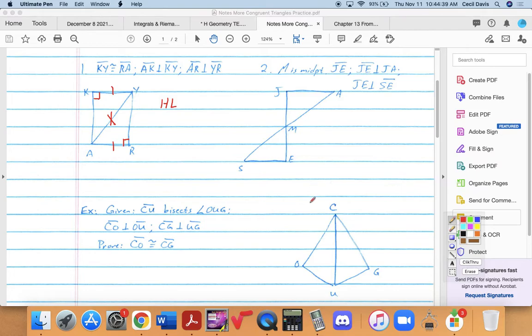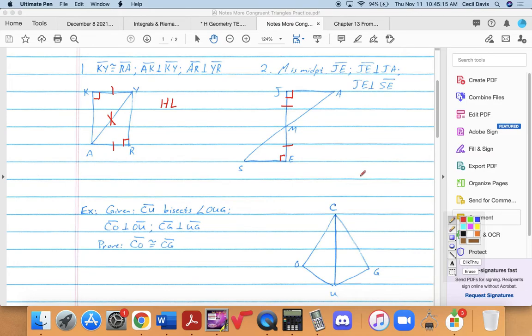All right, so for this one, it says M is the midpoint of JE. So what do I know? JM is congruent to ME. If it's the midpoint of JE, we need to stay on JE. Then it says JE is perpendicular to JA. What does that mean? J is a right angle. And JE is perpendicular to SE, so E is a right angle.